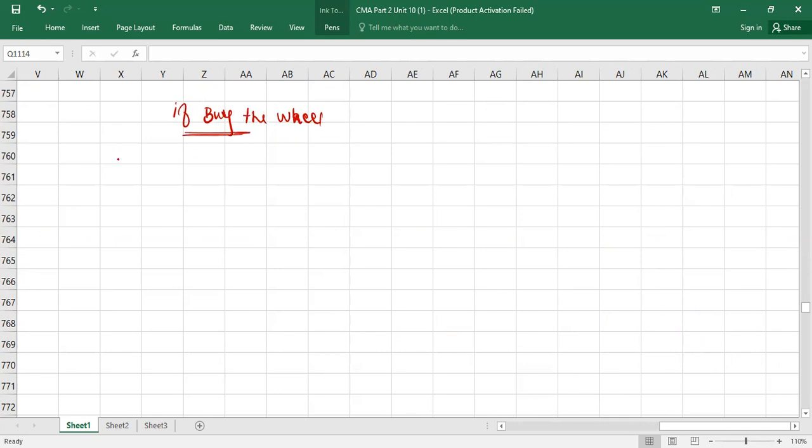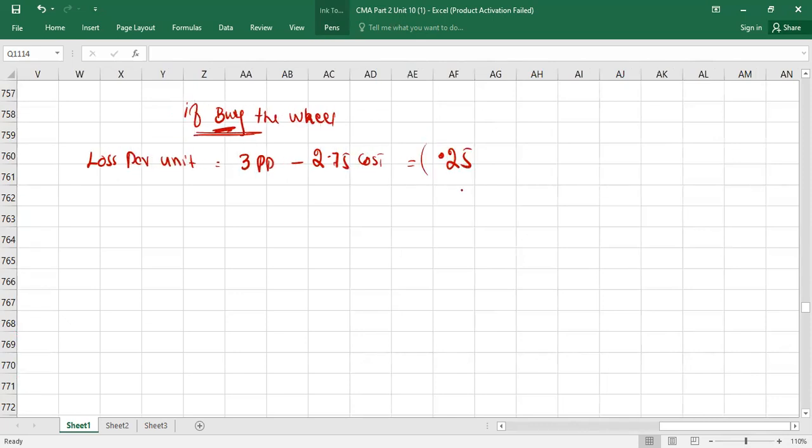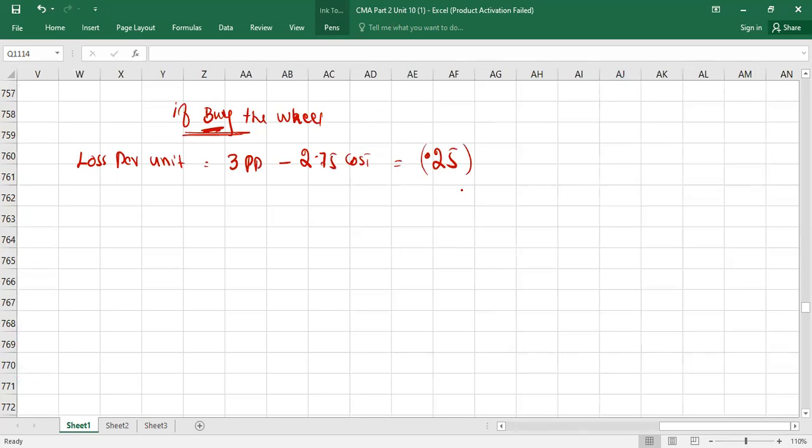So please remember, if you buy, first calculate what is your loss per unit. How would you get it? You take 3, which is the purchase price, minus 2.75. 2.75 is your cost to manufacture the product. So if you buy, obviously you are paying extra. How much are you paying extra? You are paying $0.25 extra. This would be a loss per wheel. Okay, so now what will you do? How will you calculate total loss now? For total loss, you take the per wheel loss, 0.25. And how many wheels do you have to buy? 40,000 wheels.